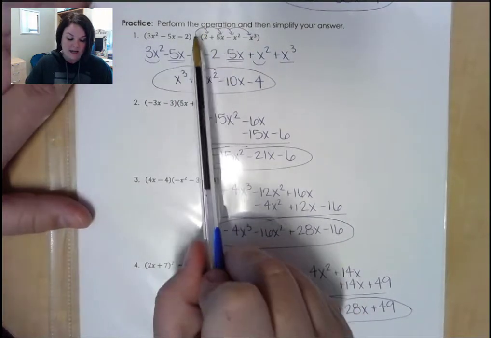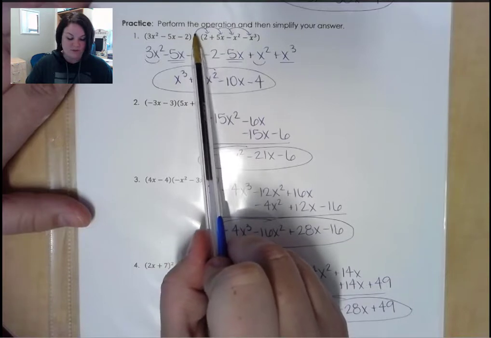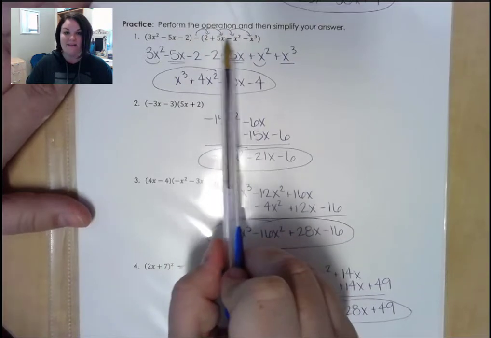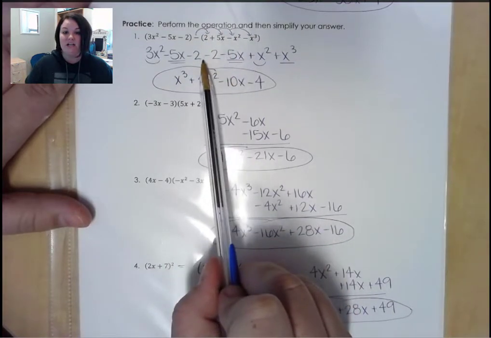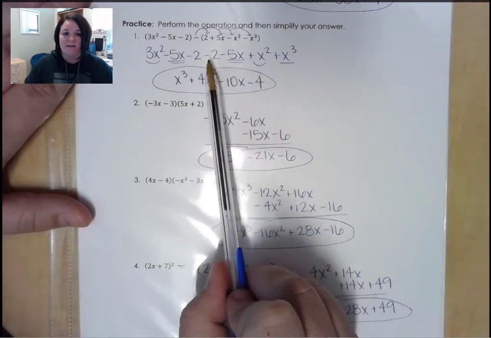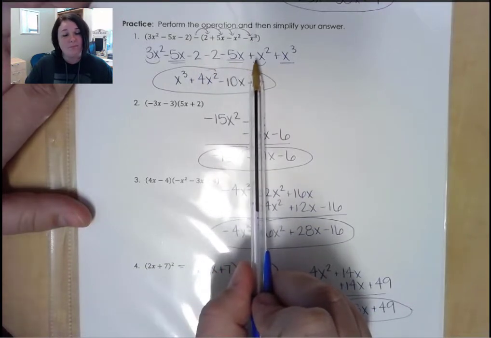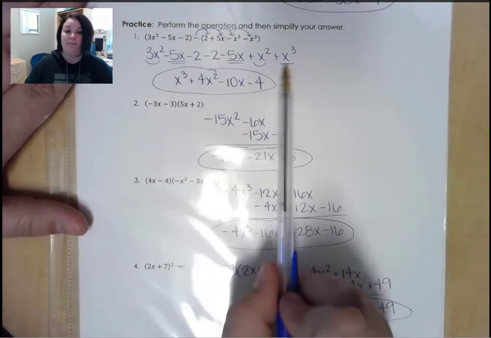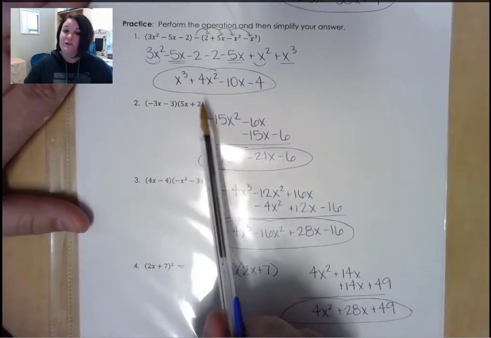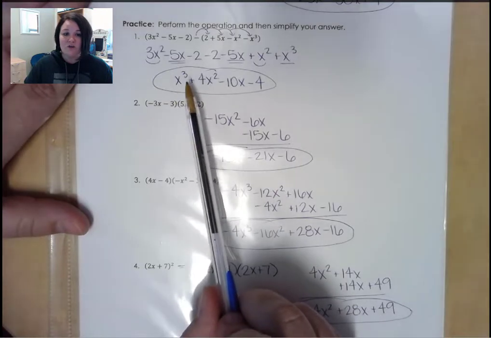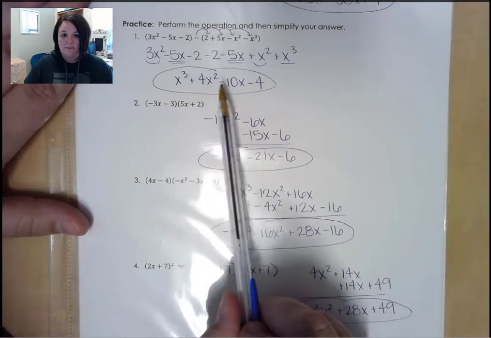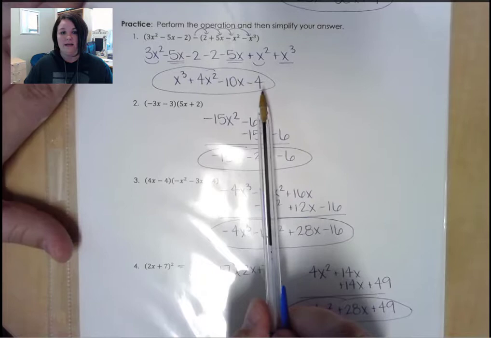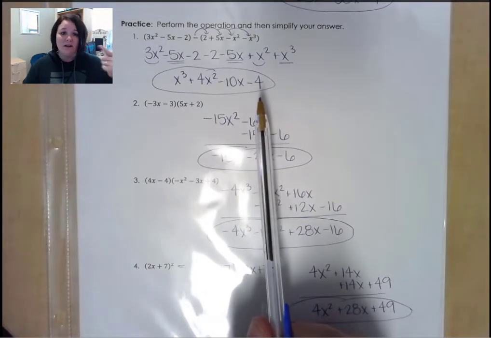So remember, when we subtract, we take that subtraction, we distribute it to every single term in that second polynomial, which is going to change all their signs. So we end up with a -2, a -5x, a positive x squared, and a positive x cubed. And then from there, we're just combining like terms. Okay, so if you did this one correctly, you should have ended up with x cubed plus 4x squared minus 10x minus 4. Okay, if not, go ahead and pause the video and rework it.